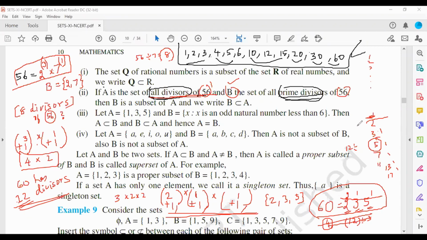Once you know the number of divisors for sure, then listing becomes easier. Right? Is point number 2 clear?